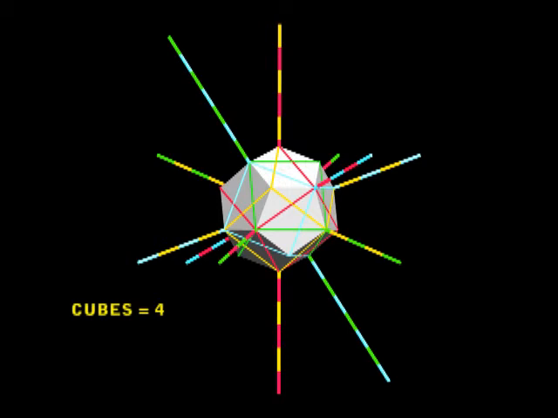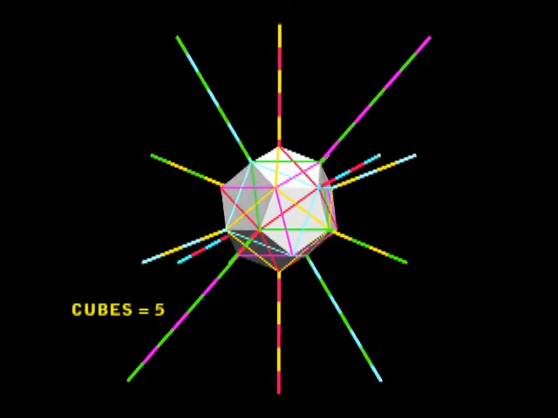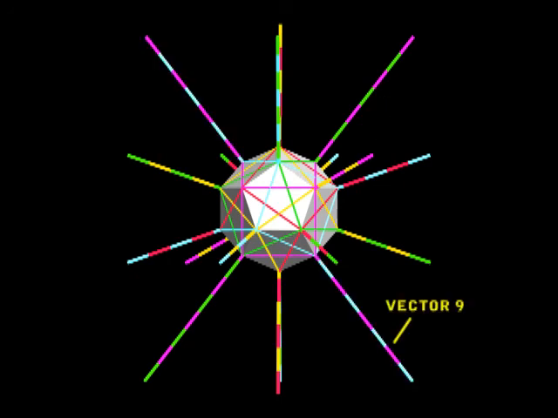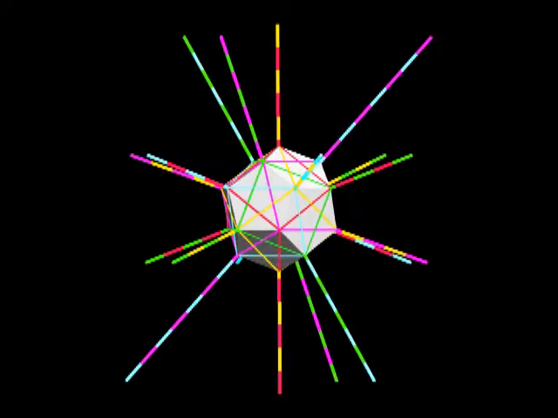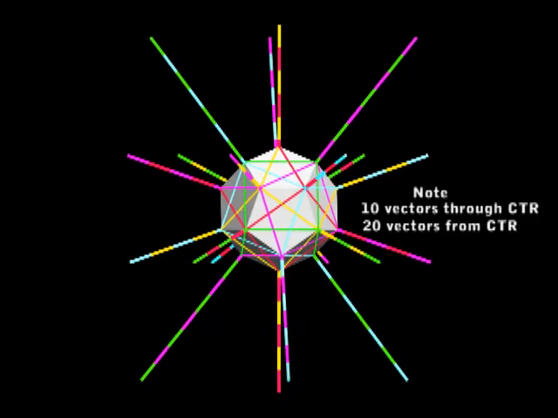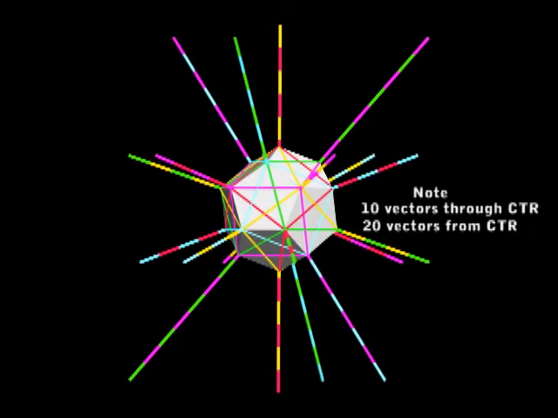So now when we bring in the 5th cube, which is a purple one, we should get 10 doubles. So we got purple and green to give us number 7. We have purple and yellow, which is number 8. And we have purple and cyan, which is number 9. And we only got one left, and that should be a purple and a red. And that will give us 10. But these 10 vectors all go to the center. So actually there are 20 vectors.